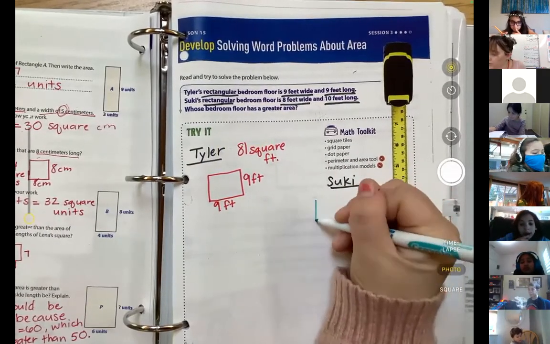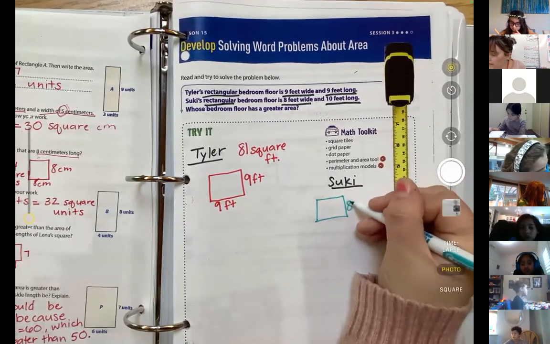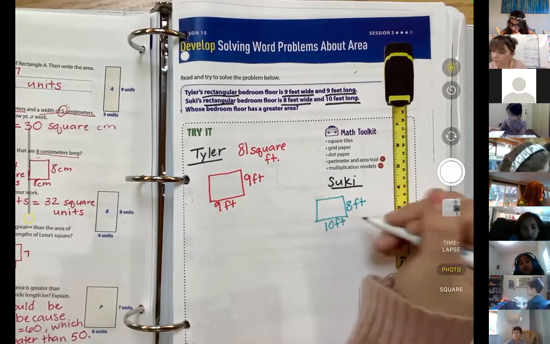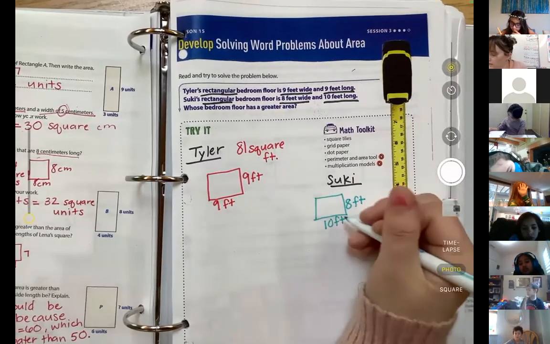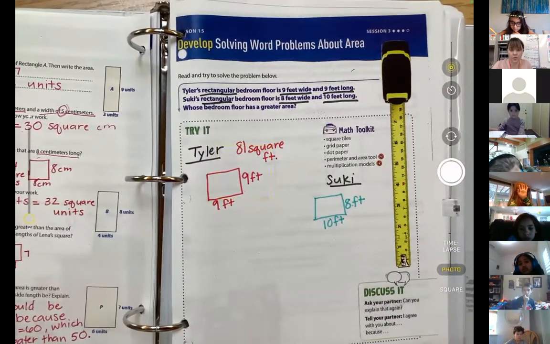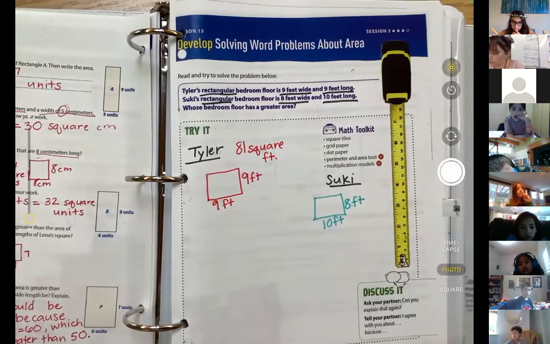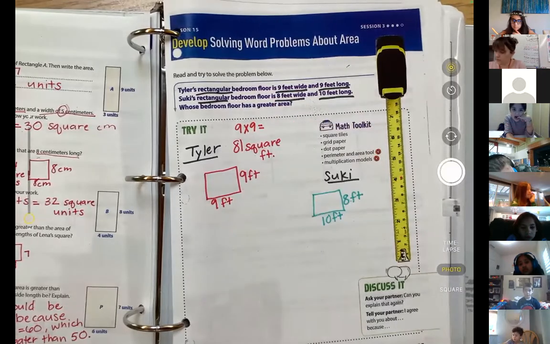Okay, so Suki's bedroom, same thing, a rectangle. Hers is 8 feet wide and 10 feet long. Right? So those are my two numbers. I'm gonna multiply 10 and 8. What do I get if I multiply 10 times 8? Sophia F? 80. 80. I'm gonna write this here so we know our problem.